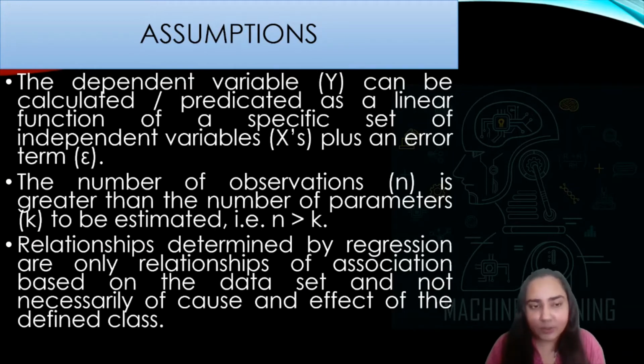The third assumption is that relationships determined by regression are only relationships of association based on the data set and not necessarily of cause and effect of the defined class. So relationships are completely dependent on the data set that you have provided for your regression. They do not show anything about the cause and effect of the defined class where they belong to.